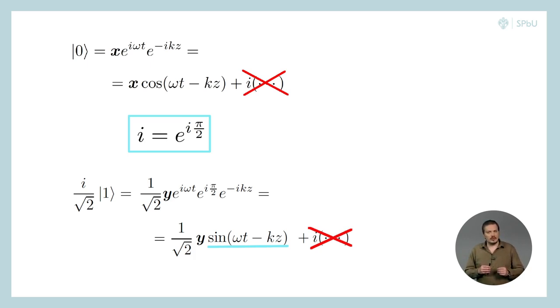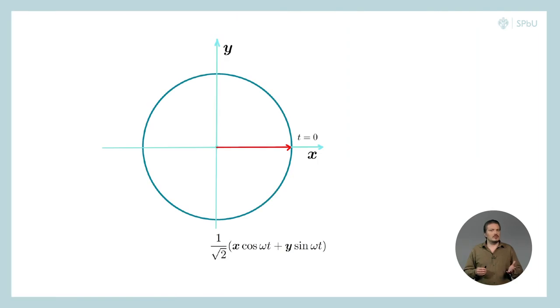Let's see what happens here. Let's put our state in the point where z is 0, to the beginning of the coordinate system. Then, if t is also 0, we have the position of our oscillation on the x-axis at point 1, since cosine of 0 is 1 and sine of 0 is 0. Now, when omega t equals pi divided by 2, we have the position of the oscillator on the y-axis at point 1, since sine of pi divided by 2 is 1 and cosine is 0.